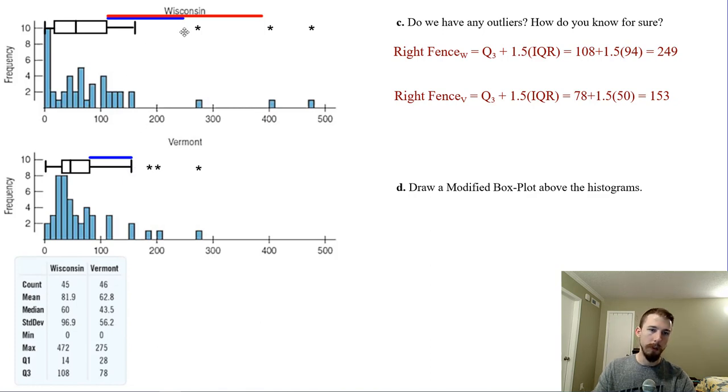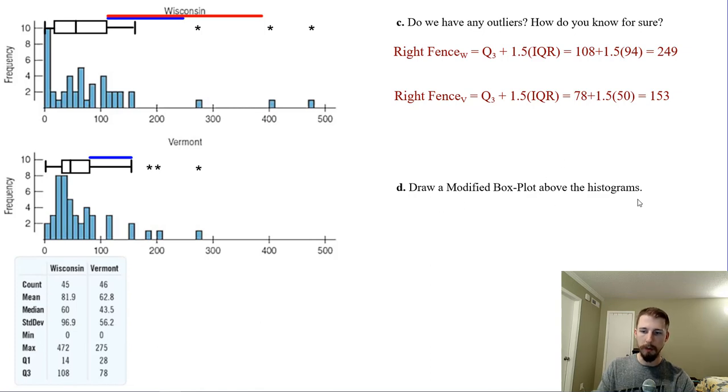So any points that are beyond 249, like these 3 data points here, 1, 2, 3, are all going to be represented by the asterisks here, which tells us they're outliers. And all of these that are beyond the 153, these 3 data points here, are outliers as well. And how do we know? It's because they're beyond our right fence.